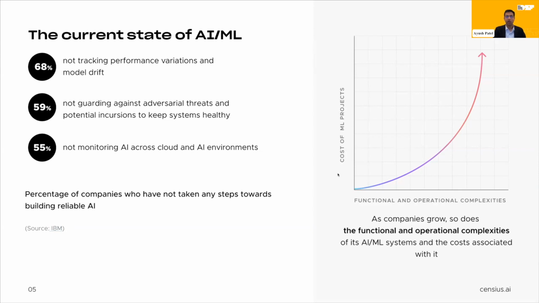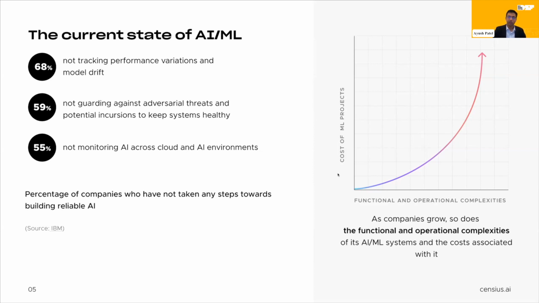Because we're talking about anomalies in terms of your data patterns. There are a lot of ways to trick models into giving a certain outcome based on what the input is. You could trick it with a certain combination of feature values to produce an outcome which is not what you would expect it to do. And lastly, not monitoring AI across cloud and AI environments.